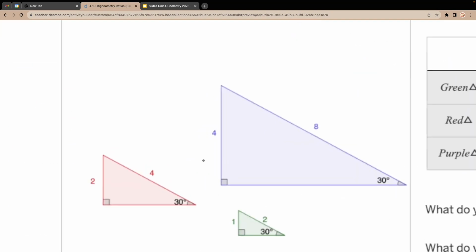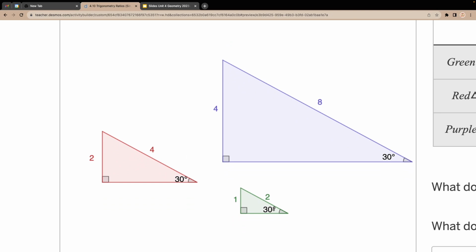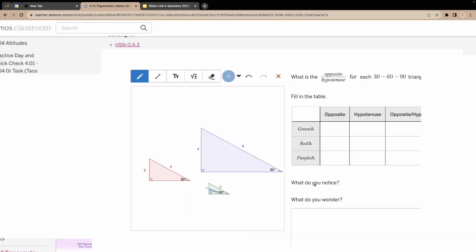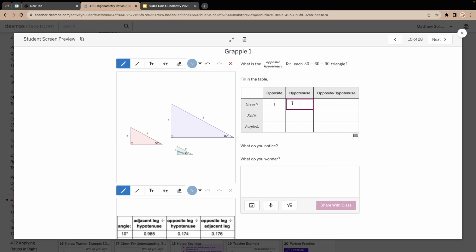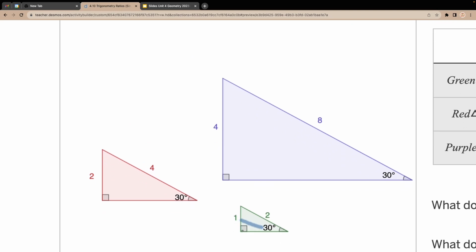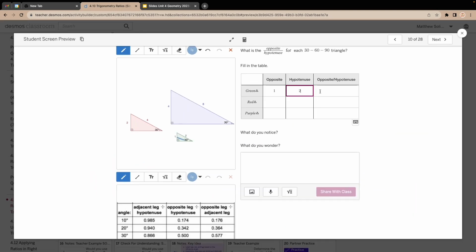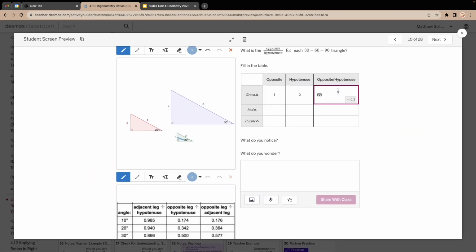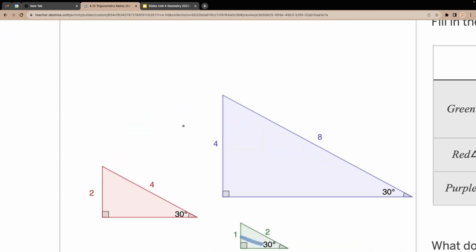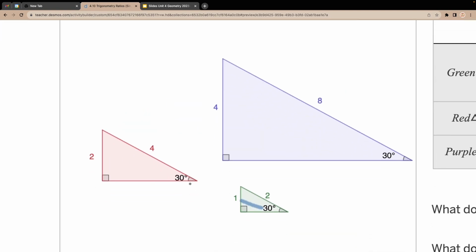So if I look at the green triangle, the opposite side here is 1. The hypotenuse, across from the 90, is 2. Opposite divided by hypotenuse is 1/2 or 0.5. All right, let's look at a bigger triangle. I'm going to make this triangle twice as big. So 1 times 2 is 2. 2 times 2 is 4. Now this triangle is twice as big.